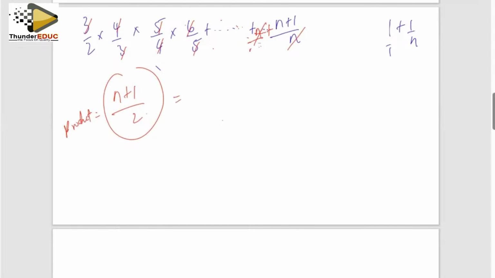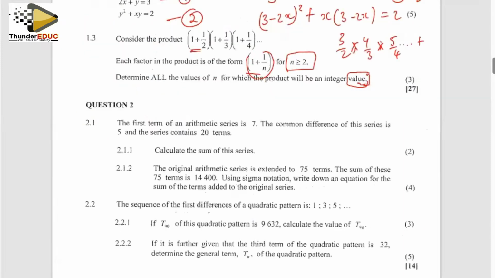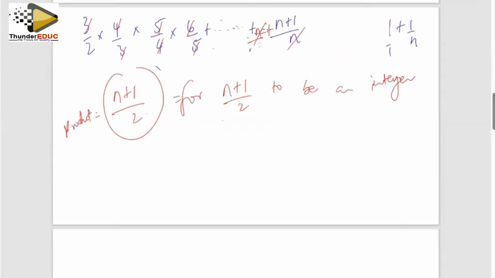Now, what we also need to know is that for this whole expression to be an integer, okay, we shall say that for n plus 1 over 2 to be an integer, in other words, for it to be a whole number without necessarily giving us a fraction. Remember the condition for n must be greater or equal to 2.